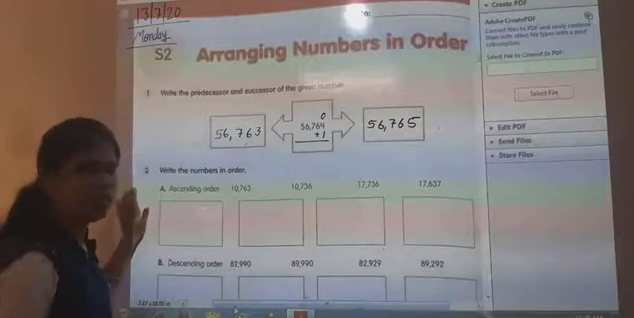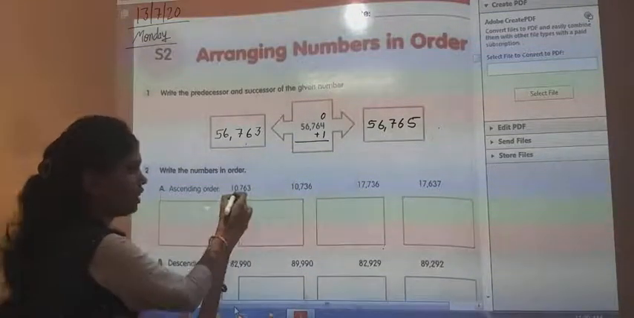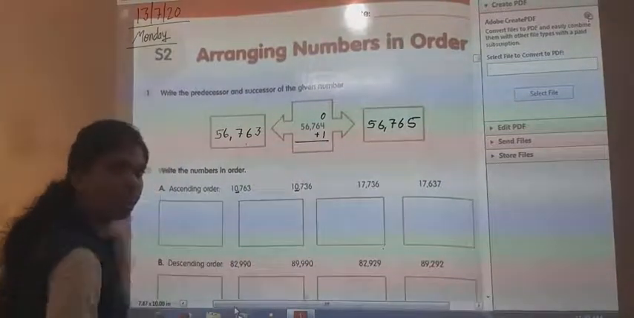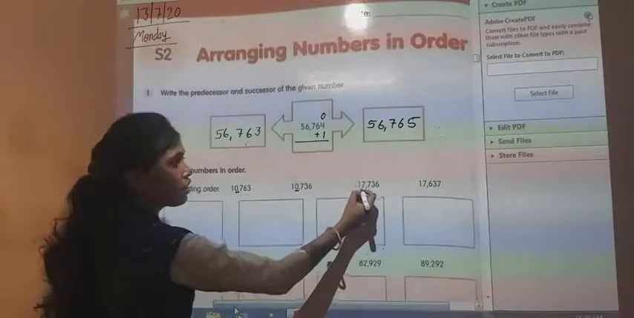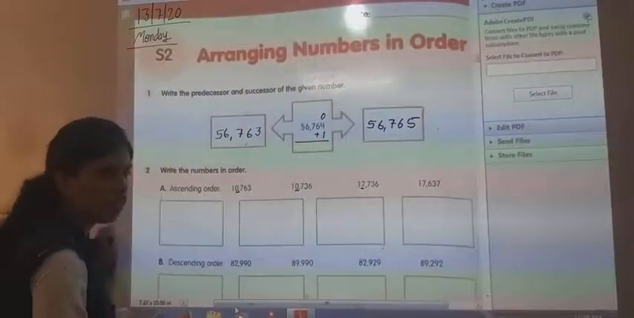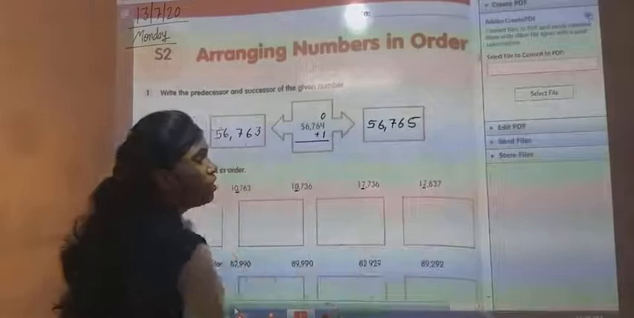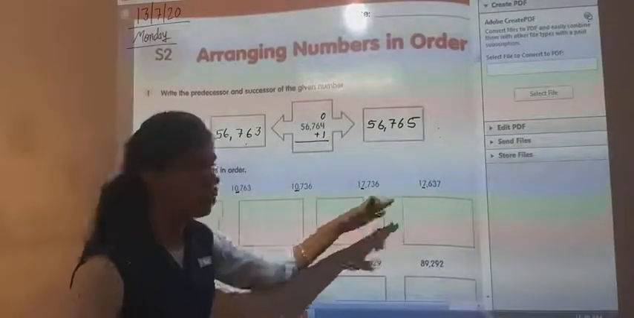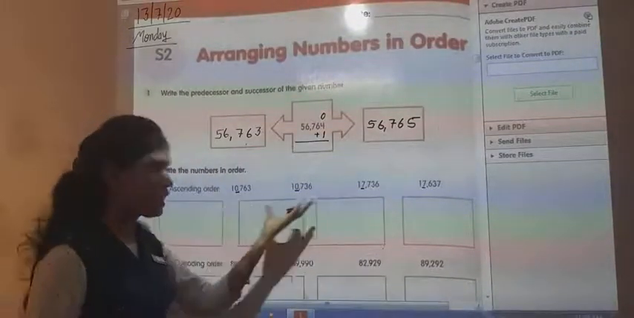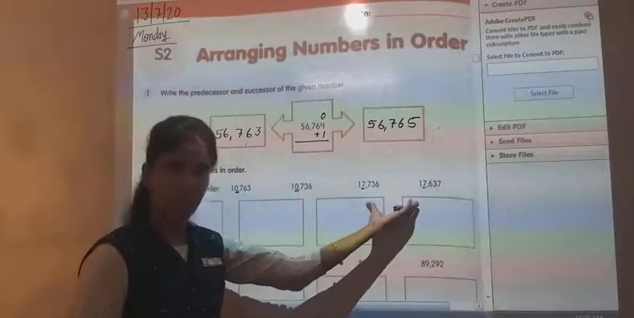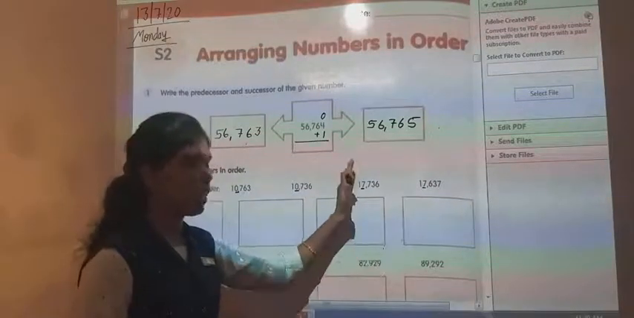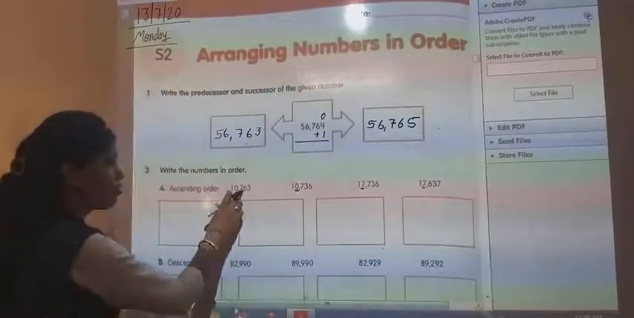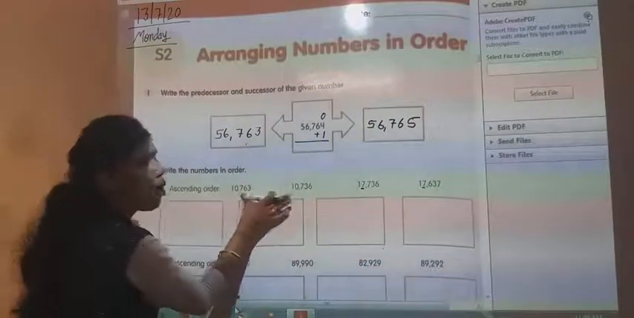Yes, 1000. Now we have 0 in the first number. In the second number also we have 0, and in the third number we have 7, and in the fourth number also we have 7. That means both numbers are greater, because 0 is smaller and 7 is greater. So we will compare these numbers after. Now we will compare the other two numbers.